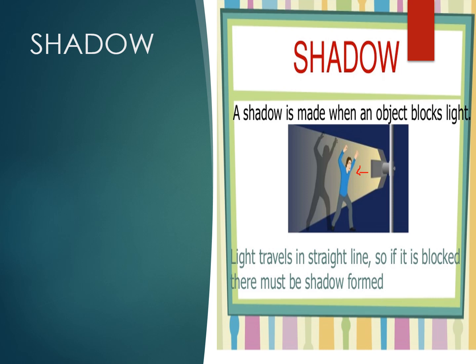So if light travels in a straight line and it is blocked, there must be a shadow formed. If I asked you what is the cause of shadow, you will answer that light travels in a straight line and these straight lines are blocked by some object, so the shadow is formed.